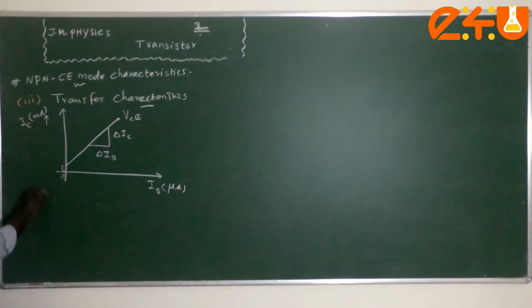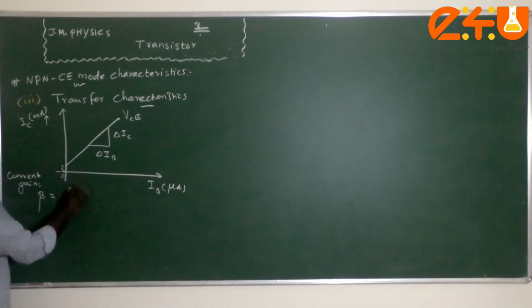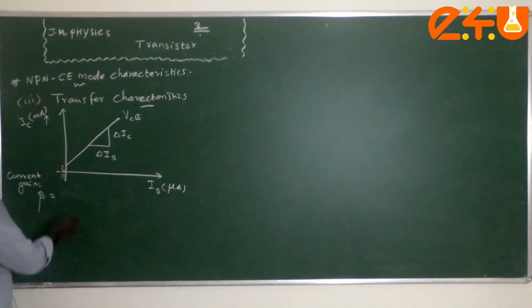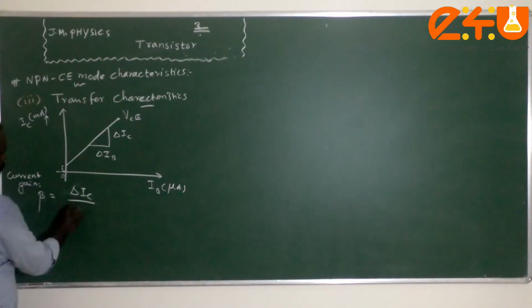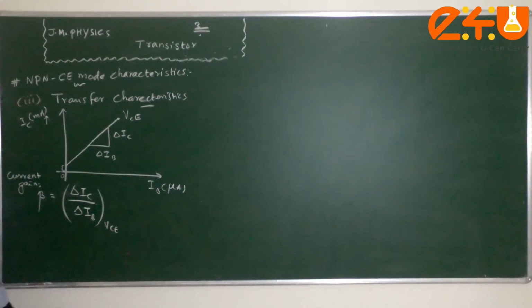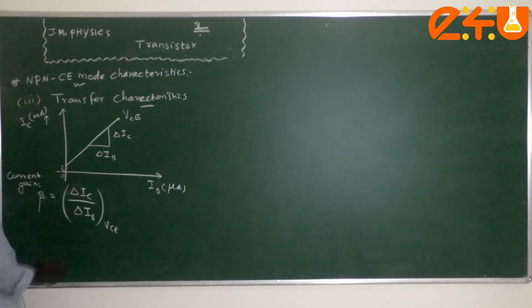Therefore the current gain, beta, is equal to output current divided by input current, that is delta IC divided by delta IB at constant VCE. If you are calculating the beta value by considering the change in currents, that is delta IC by delta IB, the corresponding current gain is considered to be the AC gain.